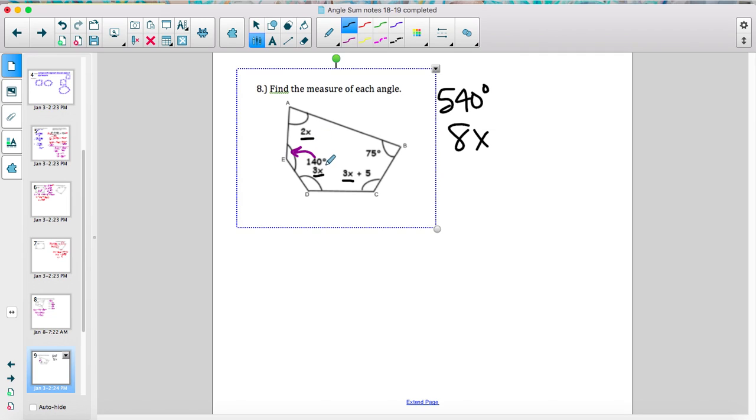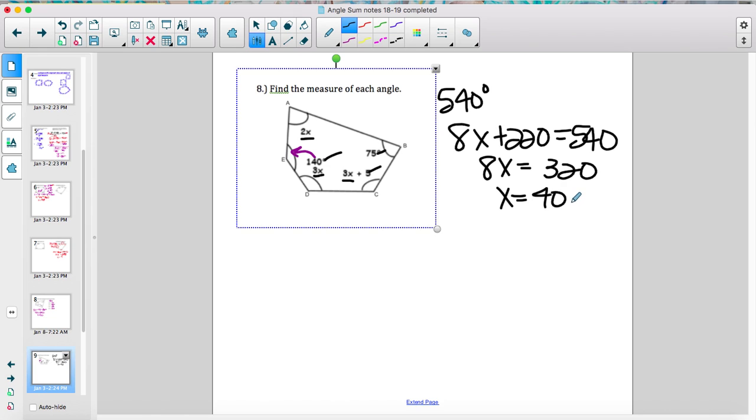And then adding up all of our constants, we have 140 plus 75 plus the 5 here. That leaves us with 220. And again, pentagon equals 540 degrees. Subtract 220 from both sides. 8x equals 320. Divide both sides by 8. And the value of x is 40. So I'm going to go ahead and label the angles here.